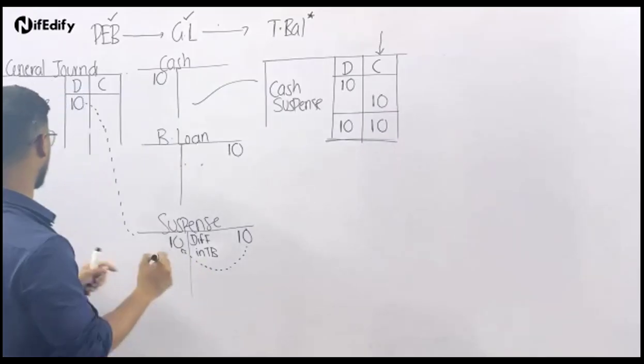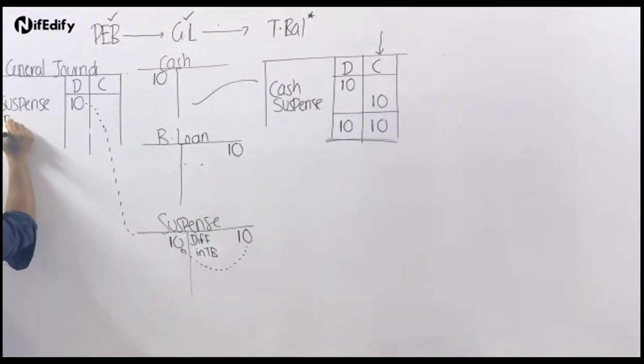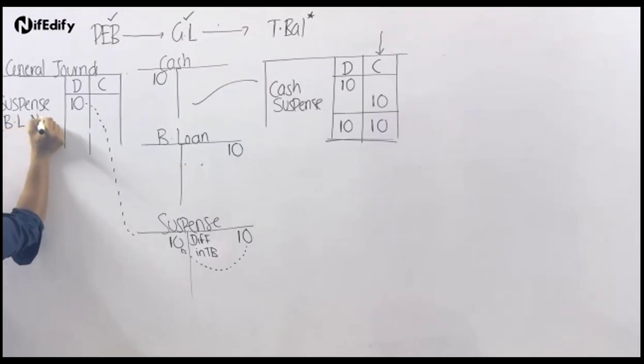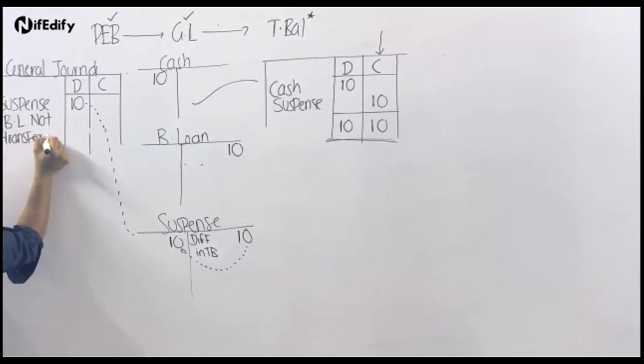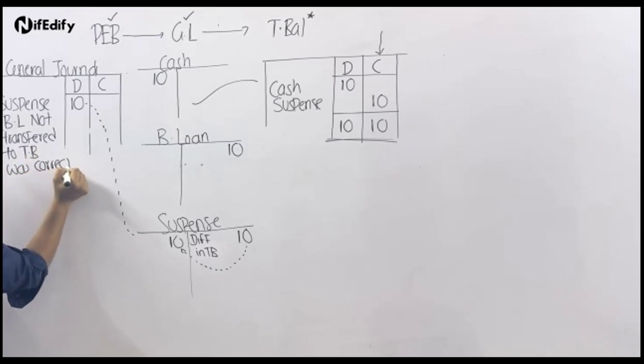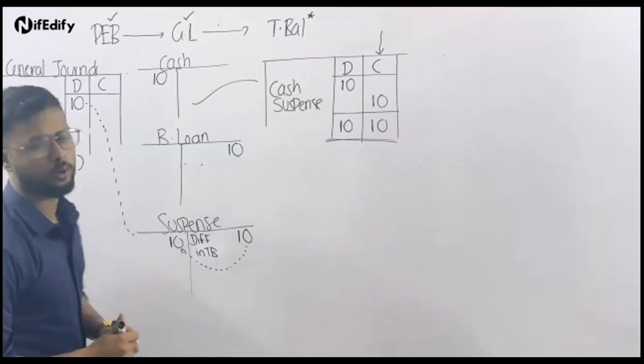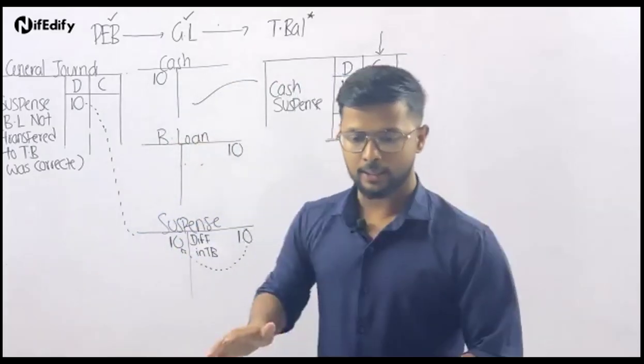So suspense account debit, what is your narration? Bank loan not transferred to TB was corrected. There you go. That's your answer.